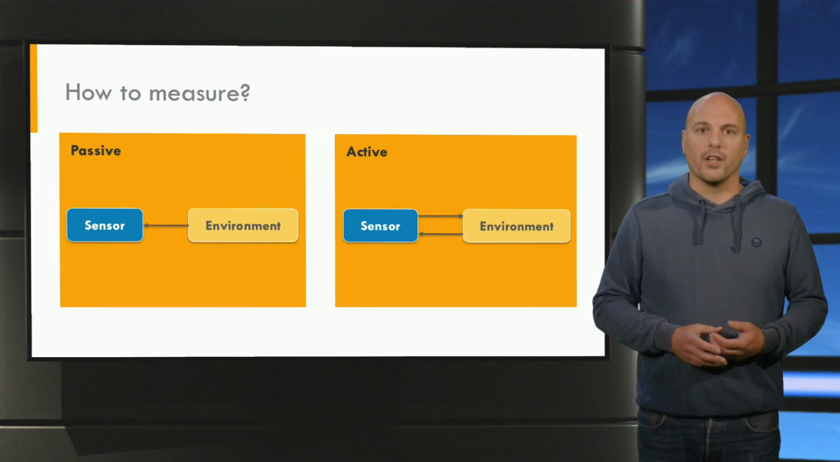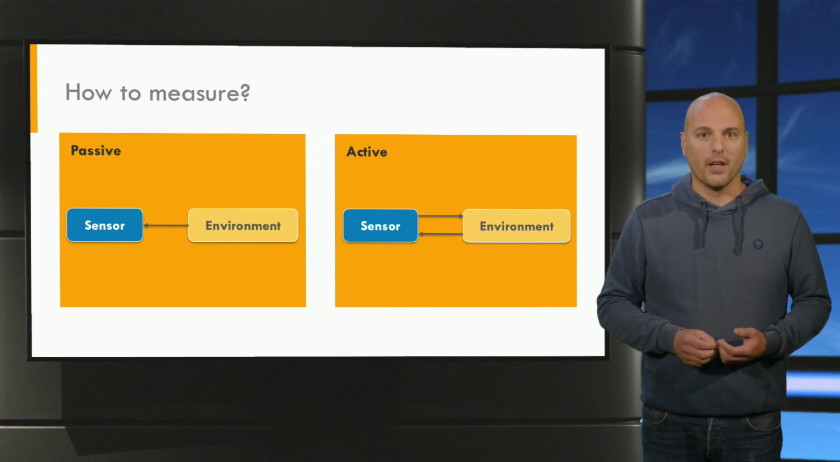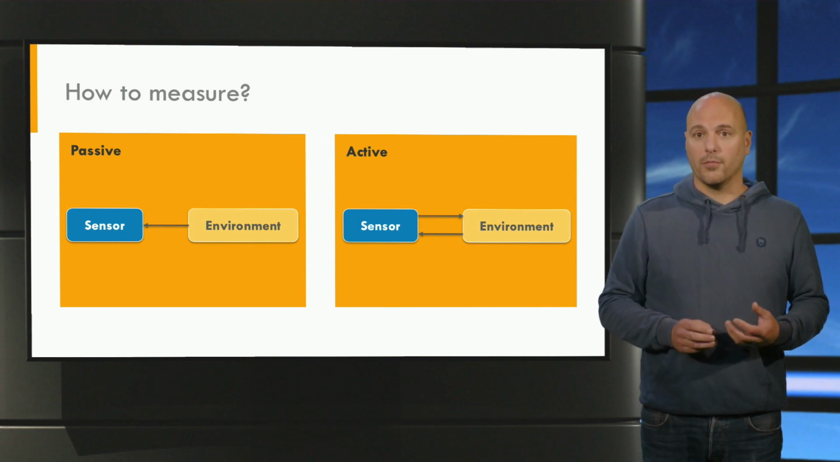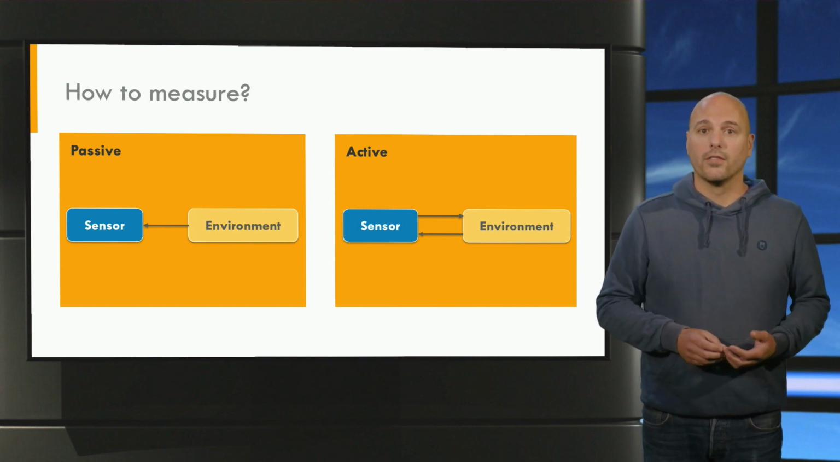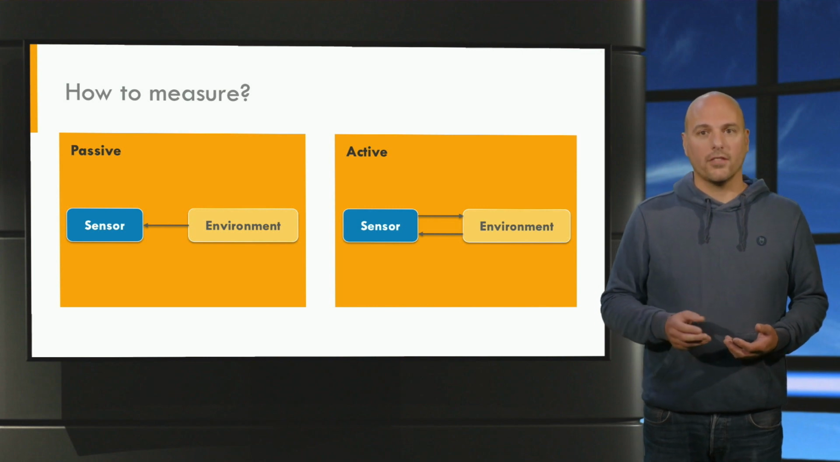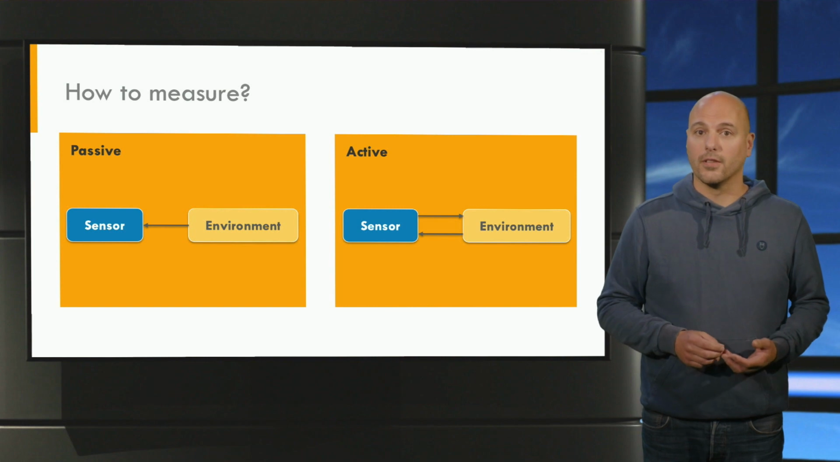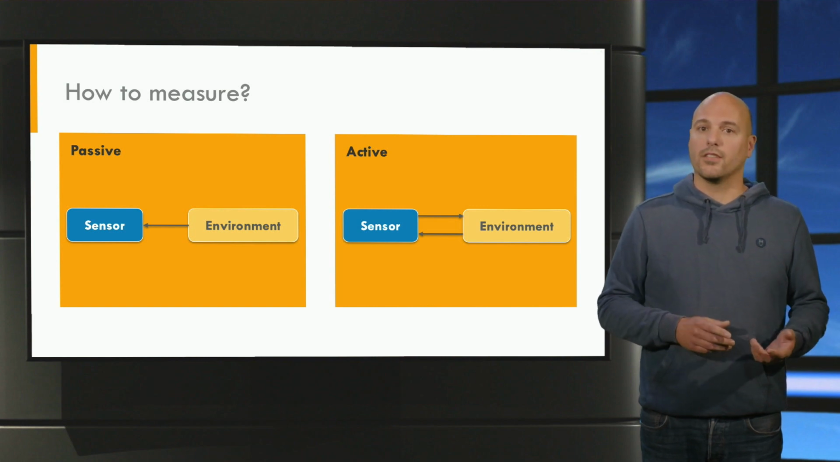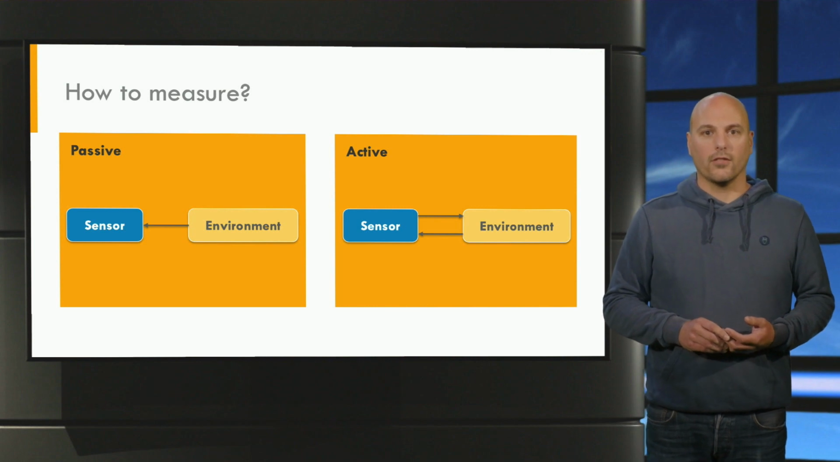Apart from what to measure, sensors also differ in how they measure. Passive sensors just measure a property of the environment. Apart from this, robots can also use an active sensor. Active sensors send out a signal to the environment and measure its return signal. By measuring the distance in time or strength of the signal, the sensor can deduce useful information.